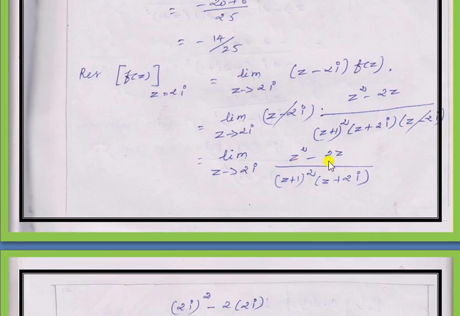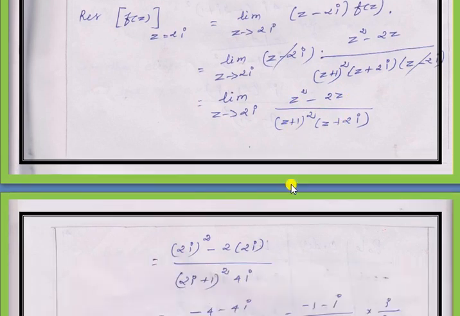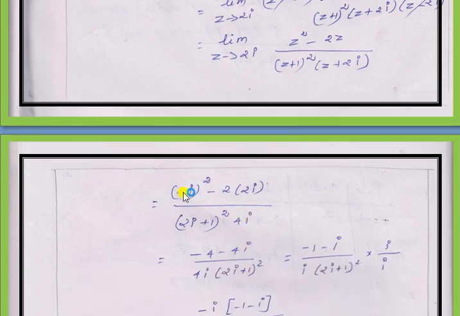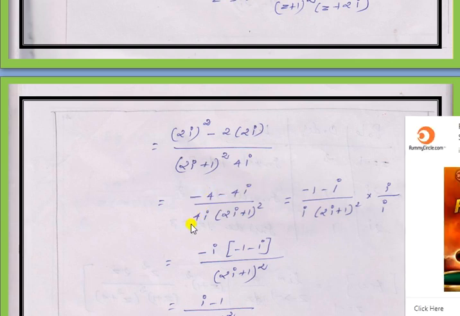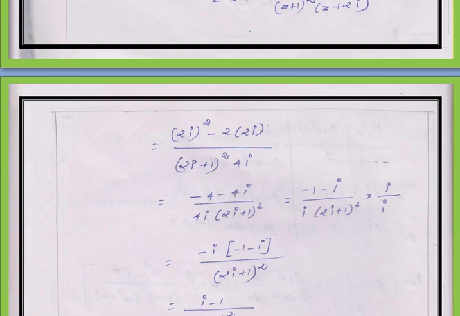I will get 2i the whole square minus 2 into 2i by 2i plus 1 the whole square into 2i plus 2i is 4i. Here I am getting 2i the whole square is i square value, minus 1. So, therefore, minus 4 minus 4i by 4i times of 2i plus 1 the whole square. So, now I will get the numerator 4 is common. So, denominator 4 and numerator 4 is getting cancelled, I will get in the numerator remaining minus 1 minus i by i into 2i plus 1 the whole square.